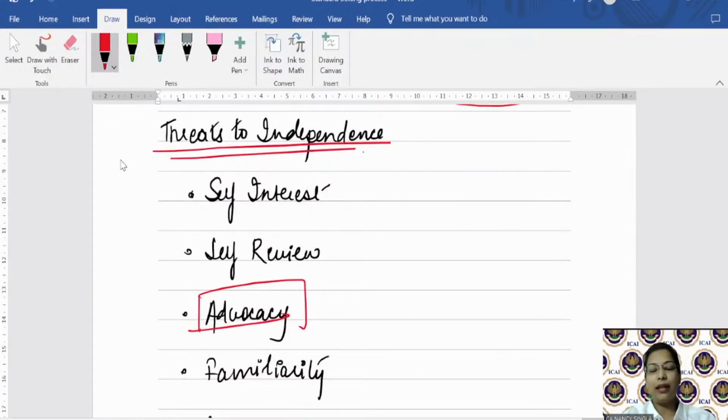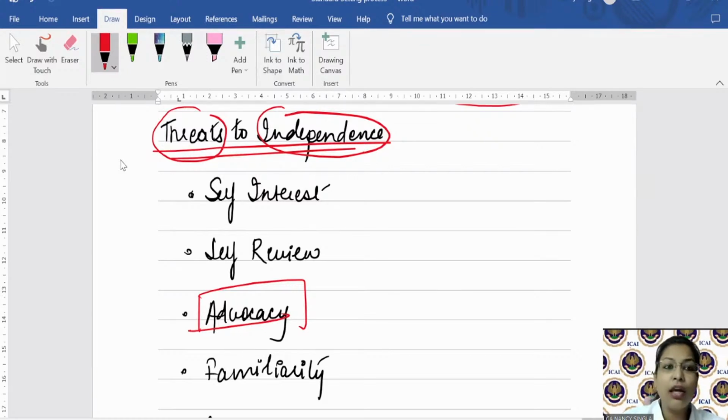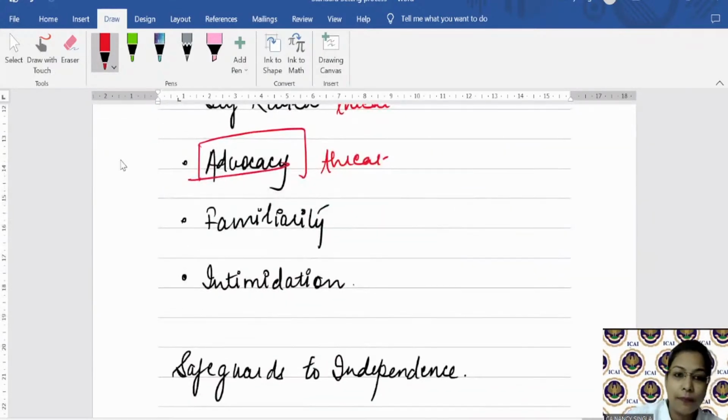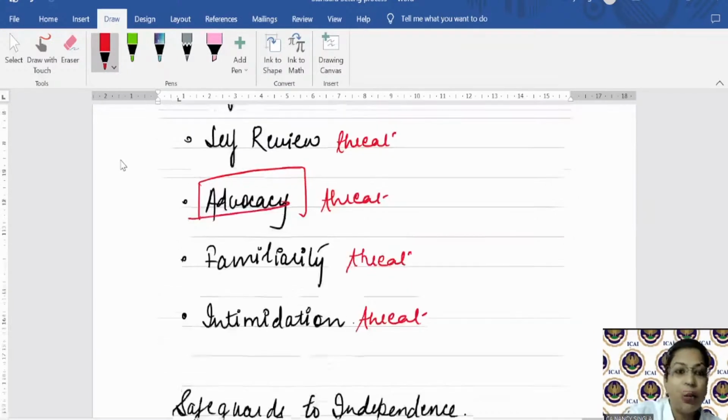Now, threats to independence. The auditor has been warned that independence should be in mind and independence should be in appearance, okay? But auditor, you will come across a number of situations where there will be threats to independence. Under these situations, the independence of an auditor is in jeopardy, that is, it is in danger. These threats are self-interest threat, self-review threat, advocacy threat, familiarity threat, and intimidation threat. We will understand all these threats one by one, and then what the safeguards are.